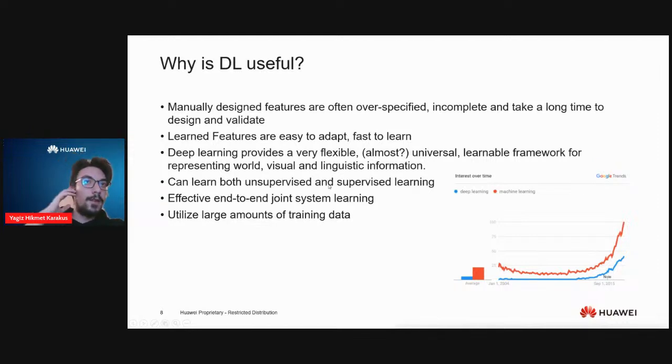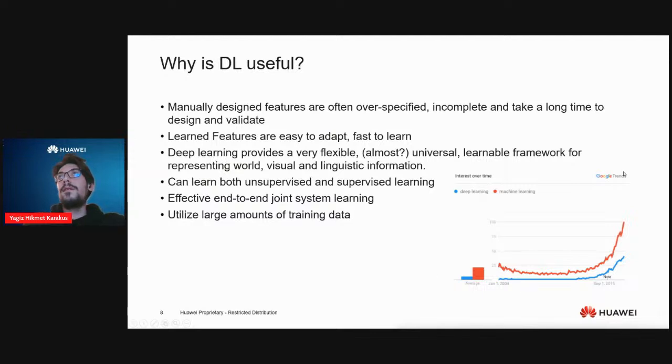Most of the state-of-the-art deep learning models nowadays are black boxes. So we don't actually know what kind of information they are using, and what kind of complex levels they are. They can learn both unsupervised and supervised, with effective end-to-end joint system learning, and they utilize a large amount of training data very easily and quickly.